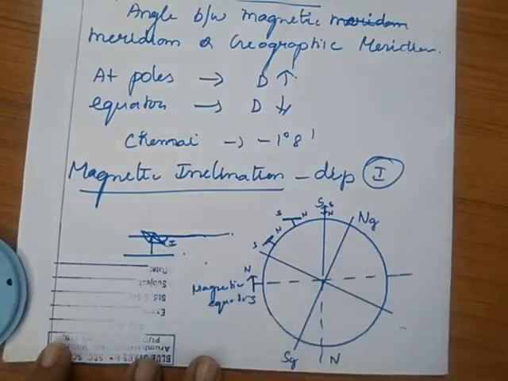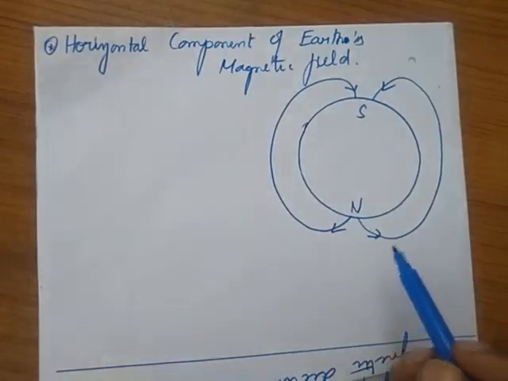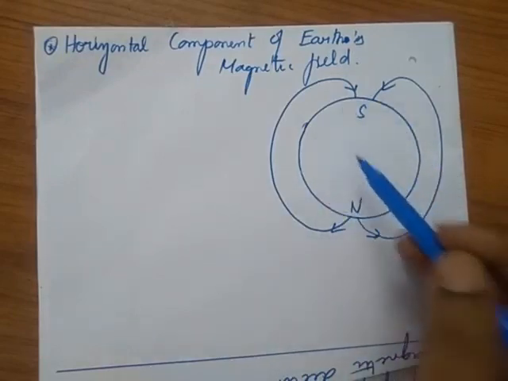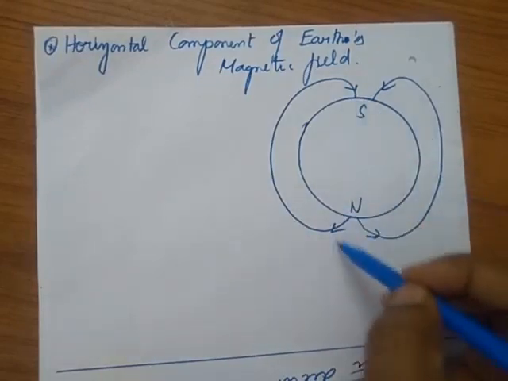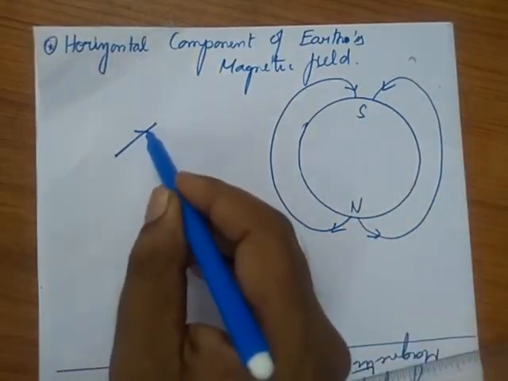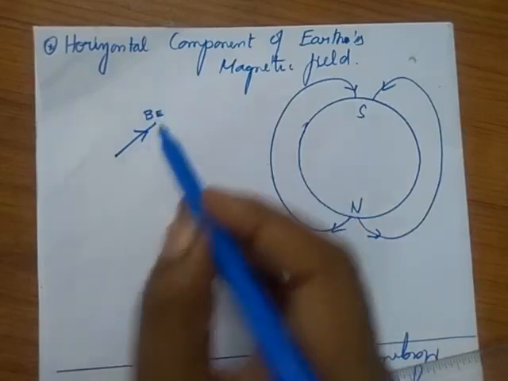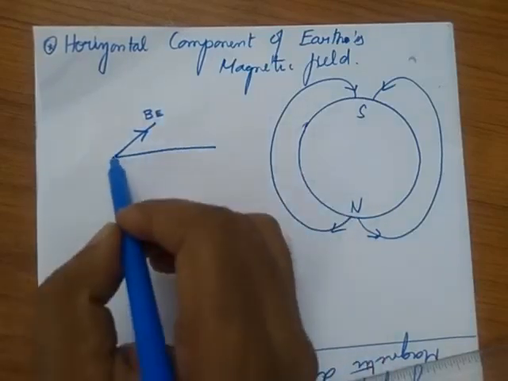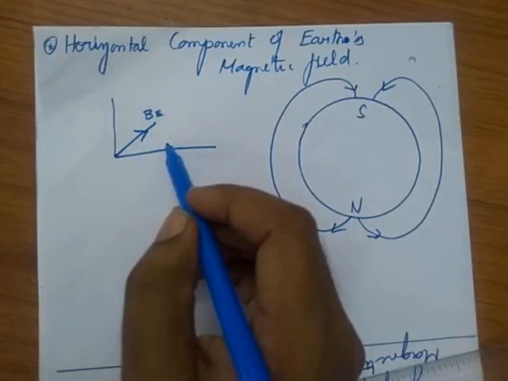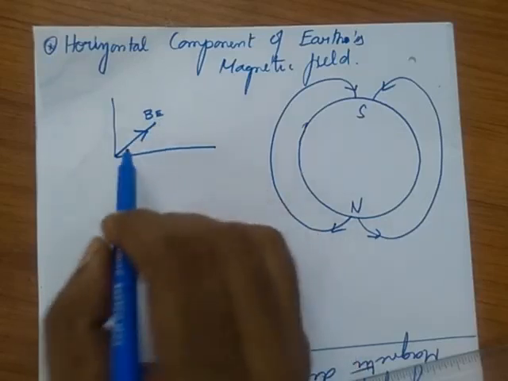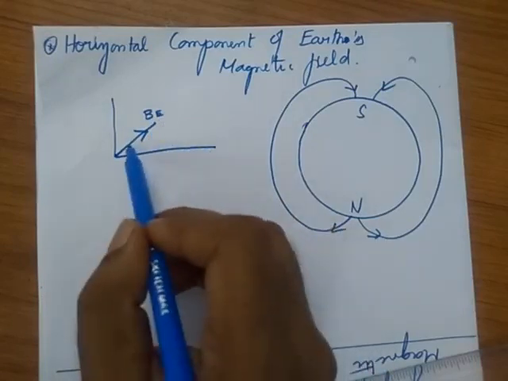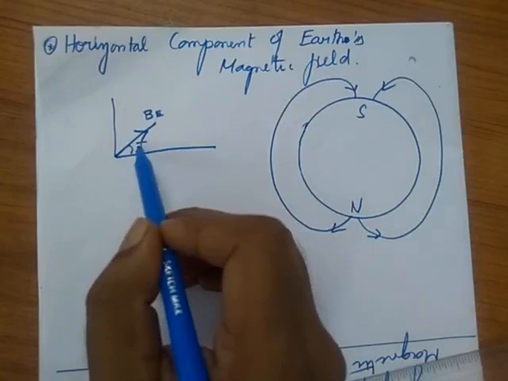Then the horizontal component of the earth's magnetic field. Here is our earth, and the earth produces a magnetic field like this. The net magnetic field of the earth is BE. This is horizontal, this is vertical. The angle between the total magnetic field and the horizontal direction of the magnetic meridian is known as the angle of dip, represented as I.